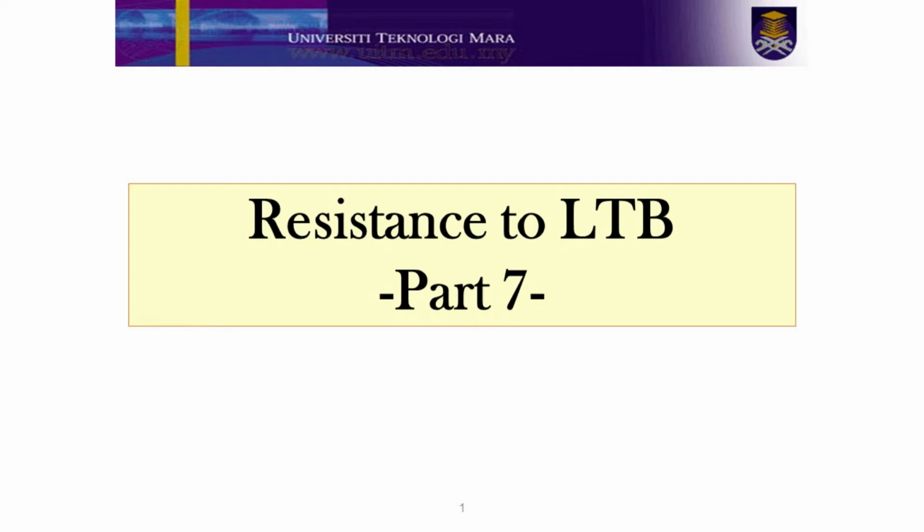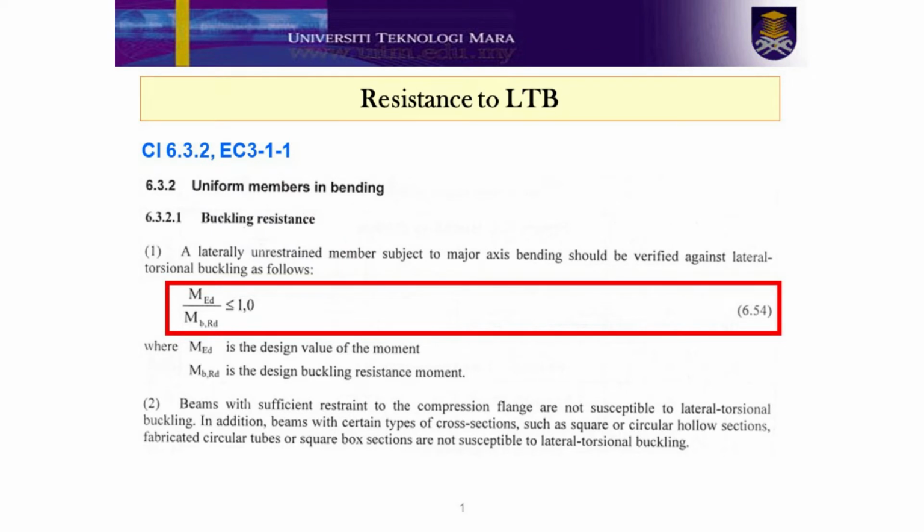Resistance to lateral torsional buckling, Part 7. In order to prevent the possibility of a beam failure due to lateral torsional buckling, the designer needs to ensure that the buckling resistance, MB,Rd, exceeds the design moment, MEd, as highlighted in equation 6.54 in clause 6.3.4.1. However, beams with sufficient restraint to the compression flange are not susceptible to lateral torsional buckling.